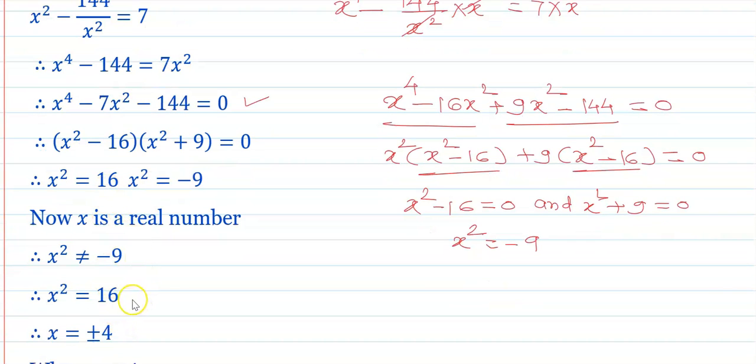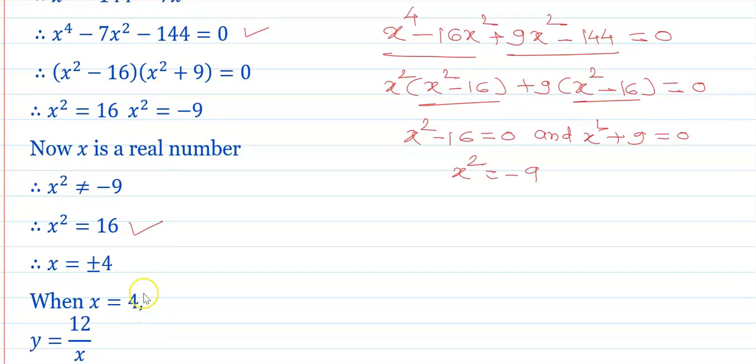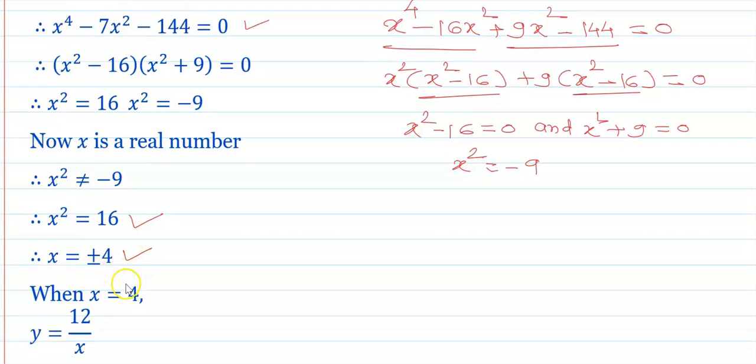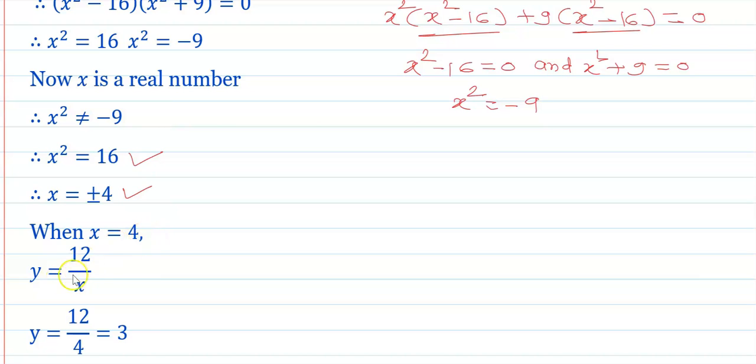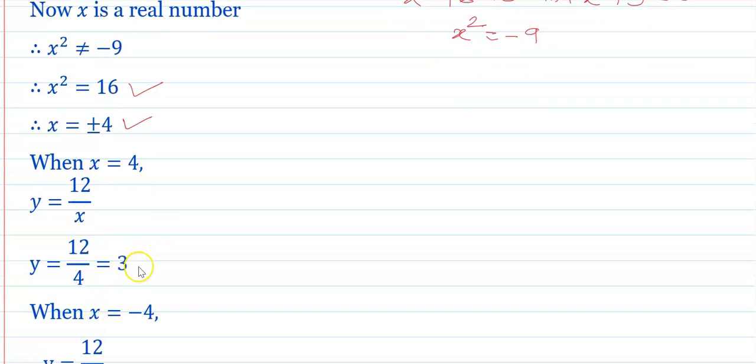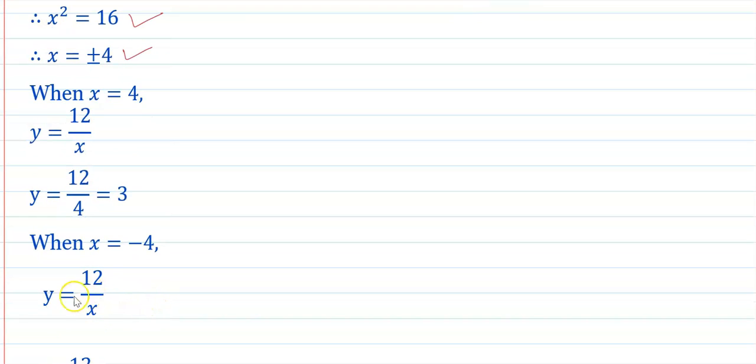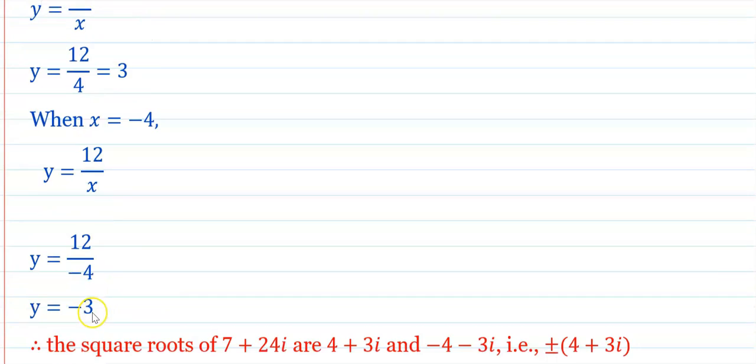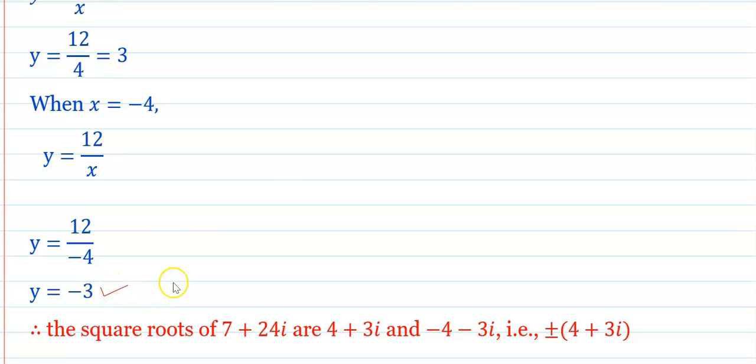My x square is equals to काय शक्य आहे? तर 16. If we take the square root on both sides, then x is equals to plus or minus 4. X square is equals to 16. Taking square root on both sides, x is equals to plus or minus 4. When x is equals to 4, y is equals to 12 upon x. Put x is equals to 4, then you will get y is equals to 3. When x is equals to minus 4, then you will get 12 upon minus 4, you will get minus 3.